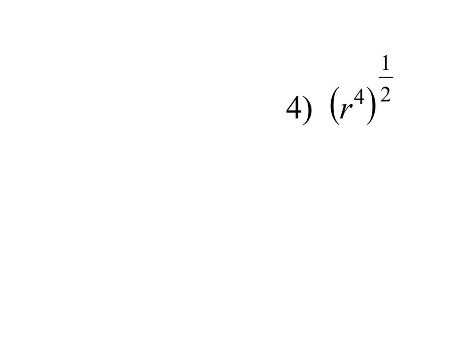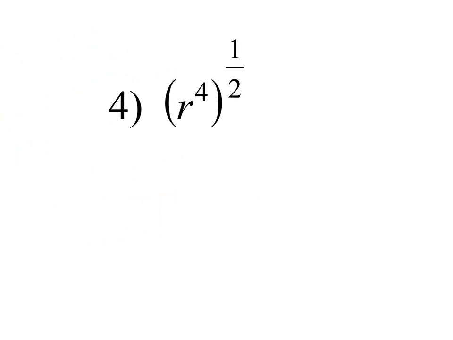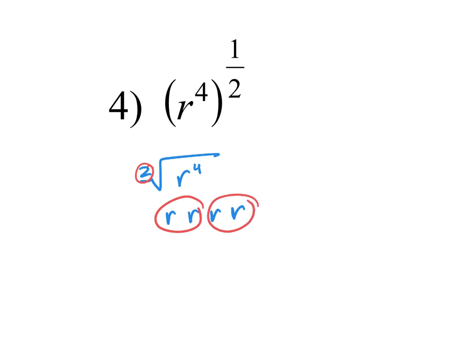All right, number 4. What's my index here? 2. So it's the square root of r to the 4th power. So I could write out r times r times r times r. I'm circling groups of what? 2. Groups of 2. So how many r's come to the outside? 2. So this would be r squared. Any questions here?